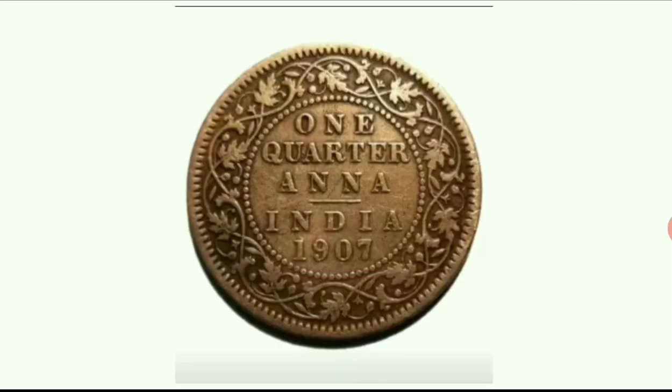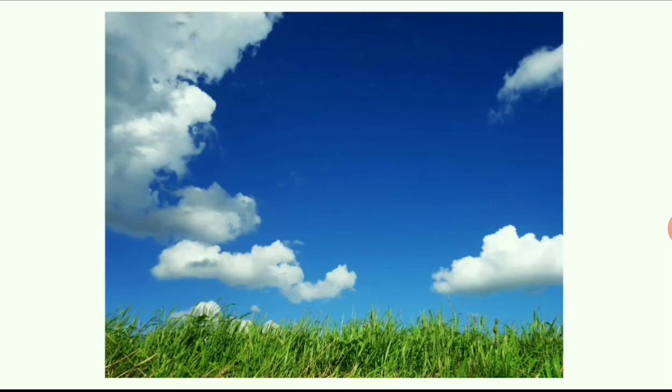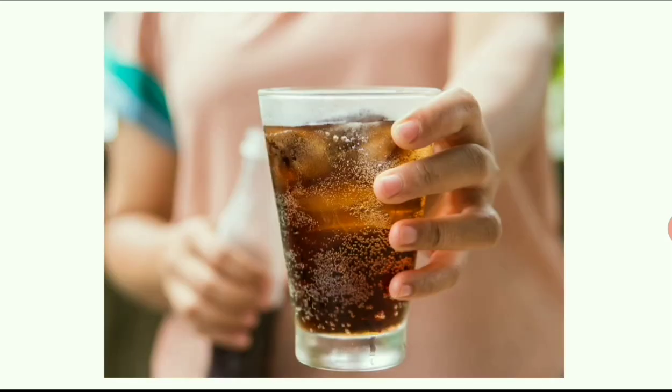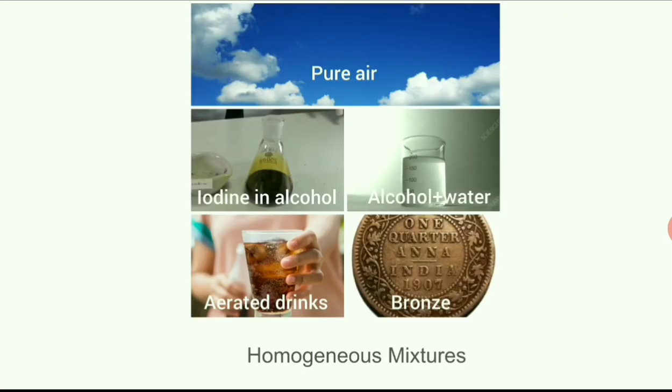Now, let us have a look at few more pics. Here also you have to find the common factor in all these pics. Well, these are all examples of homogeneous mixtures, the kind of mixtures which appear uniform and we cannot recognize the components of the mixture separately.